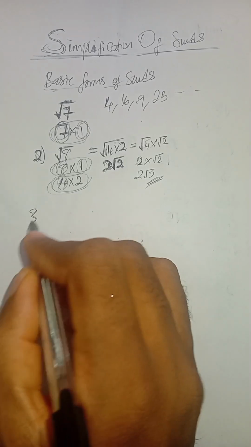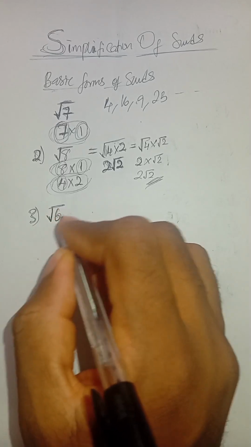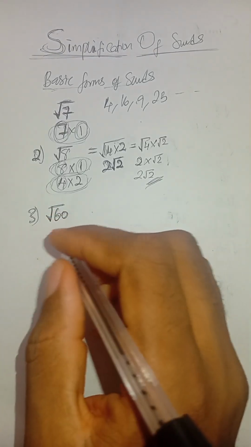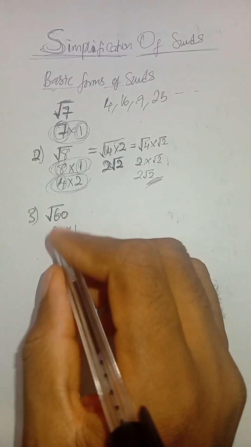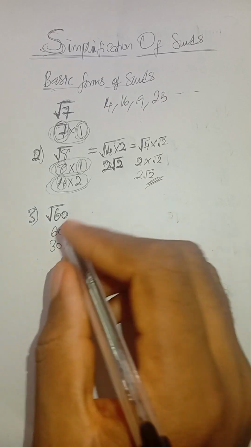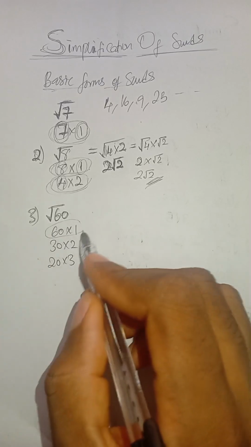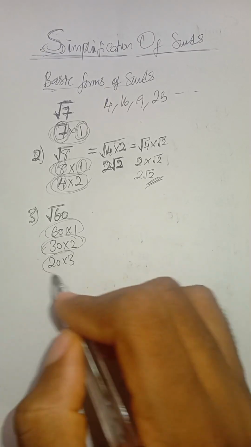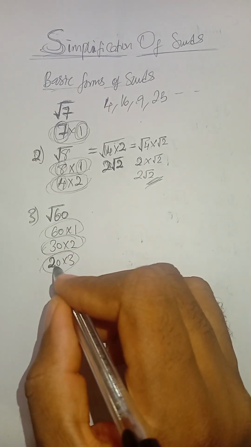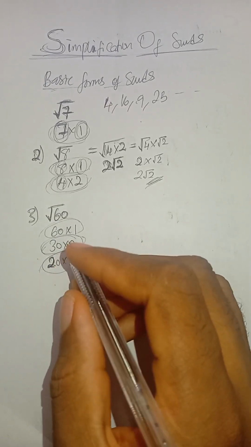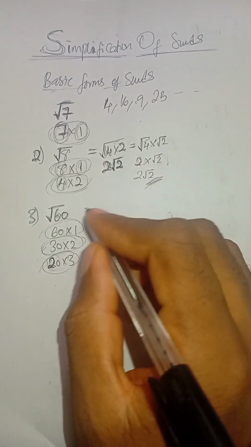Then our third question, question number 3, and we have root 60. 60 has so many pair factors. 60 and 1. What other factors? I think 30 times 2 will give us 60. 20 times 3 will give us 60. So if you notice the 3 factors, there is no perfect square. So what we do is we will look for a factor that can be broken down to a perfect square. I think 20, we can get a perfect square here, 20 times 3. So we'll go with 20 times 3.